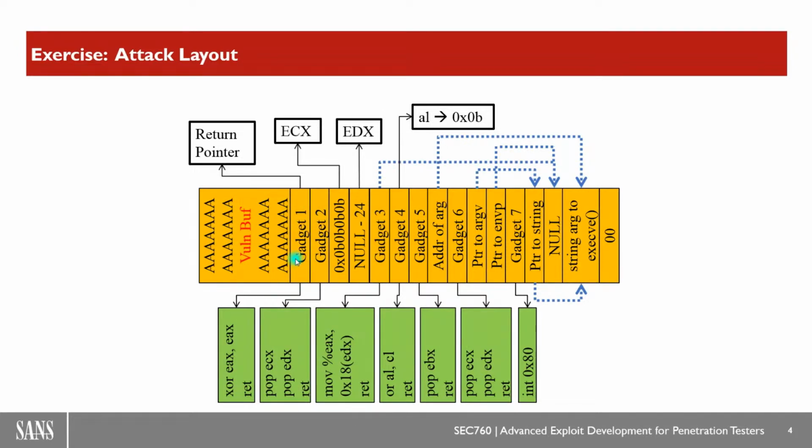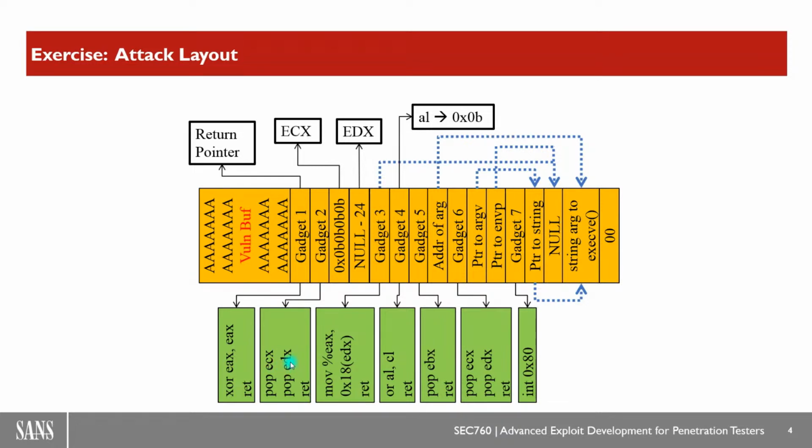Gadget number one is a pointer where we're overwriting the return pointer with the address of a code sequence that zeroes out the accumulator register and then returns. Because remember, when we return to gadget number one, the stack pointer is automatically going to advance forward to the next pointer on the stack. So we'll XOR the accumulator register to zero it out, and then we're going to return to gadget number two. Gadget number two says pop, pop, ret.